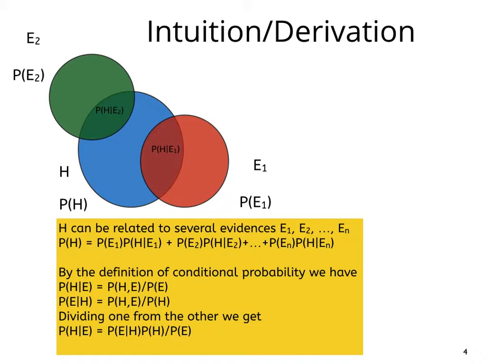So the Bayes rule can be easily derived by using the definition of conditional probability. So we have P(H given E) and we have P(E given H), and if we divide one equation by the other, we get the Bayes rule.